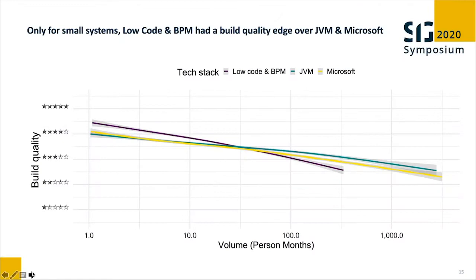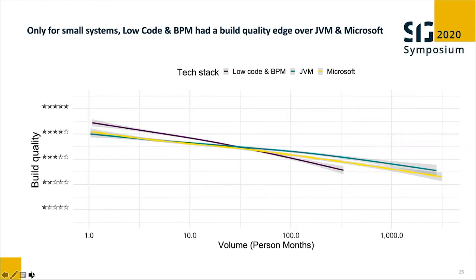When we go to the next slide, we'll actually cut that out a little bit as well. So we here again see the volume of systems against their build quality. We've plotted a separate average here for low-code and BPM versus JVM and Microsoft. And there you can observe a very interesting thing: there's a deflection point at about 40 person months worth of code in a system, where low code starts to go under the more mainstream technologies.